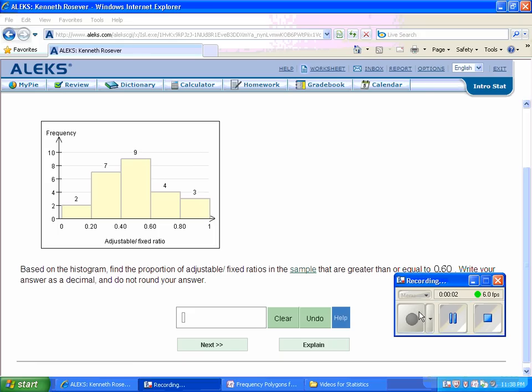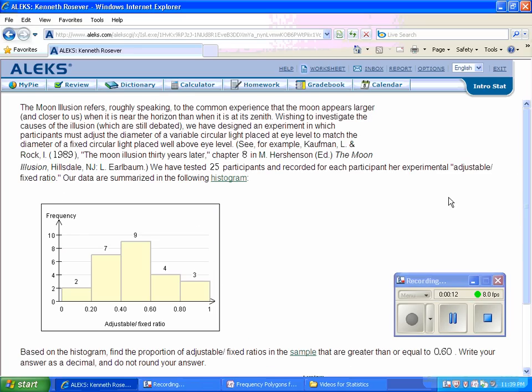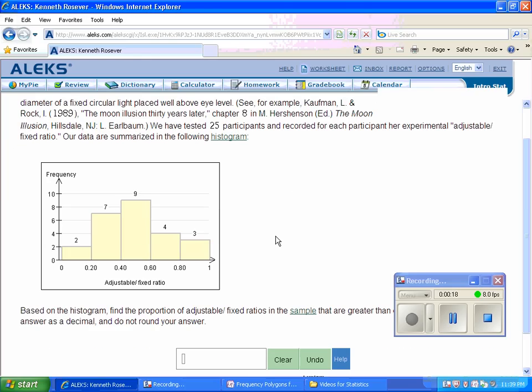All right, it's Ken again, Ken Rosefer, and we're going to look at interpreting relative frequency histograms. This is a pretty easy topic in ALEKS. You'll get a histogram, there'll be an explanation of that histogram, and they'll ask you based on the histogram to answer a question.